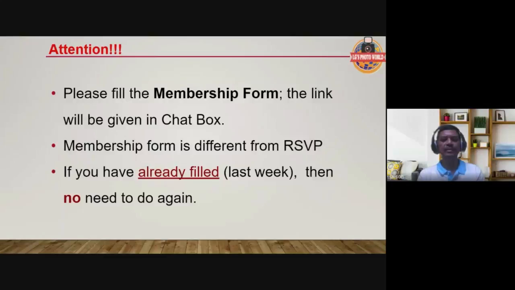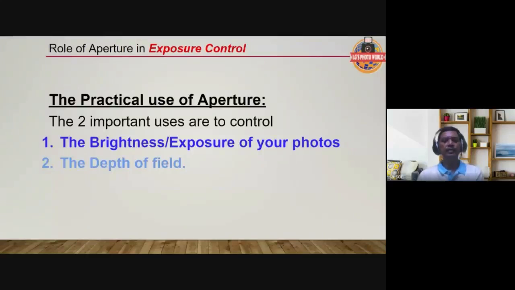Thank you, Sophie. Once again, thanks everyone for joining. So, as TG sir said, the two main aspects of the aperture are to control the brightness and exposure in your photos and also the depth of field. So we'll just see what these mean and how it actually works in our photos. We'll start with the brightness and exposure in the photo.